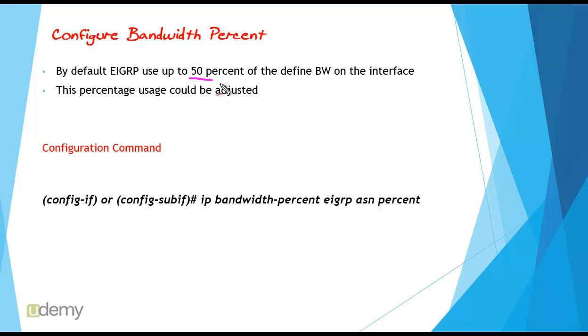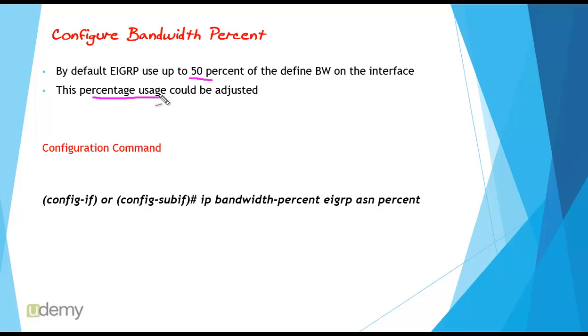And if EIGRP uses 50% of the bandwidth, it may cause some problems for your bandwidth, or at least you use 50% of your network capacity for EIGRP, and your network may become slow and your users may complain. So we could configure this percentage usage on the specified interfaces.